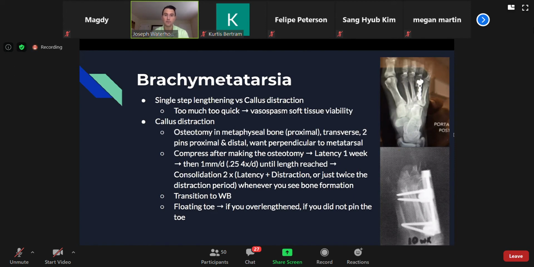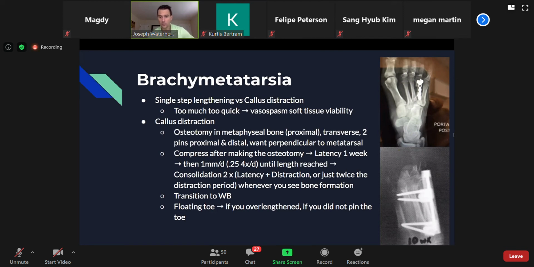All right, after you make your osteotomy, you compress it, give it around a week, and then you start cranking them out at 1 millimeter per day, or 0.25 millimeters 4 times a day, or 6 times, whatever it is. Everyone has their own shtick when it comes to this stuff, how much they're going to do. But you do it until the length is reached. 1 millimeter a day is the board's answer though. And then consolidation is twice that.